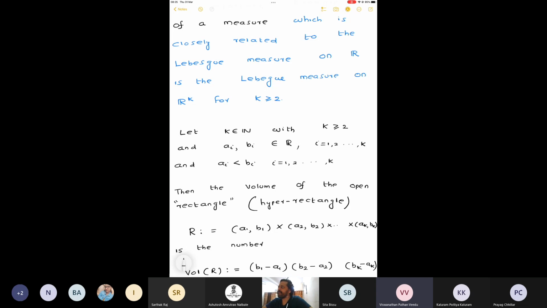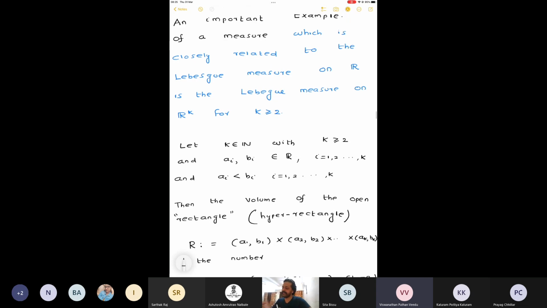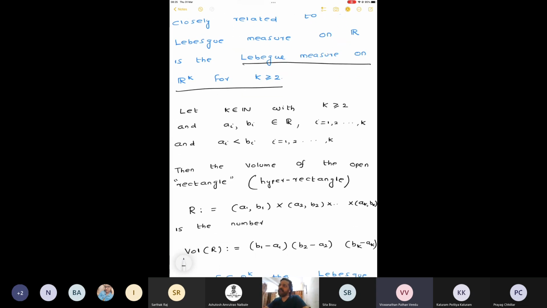One important example that you have seen for measure is Lebesgue measure on R. Why only R? You can in fact define Lebesgue measure on R2, R3, R4 and so on. So that is what I have written here. I am defining Lebesgue measure on Rk, where k is greater than or equal to 2. Please recall how we define Lebesgue measure on R. The starting point were intervals. Do you agree? Yes, sir. And we know the measure of an interval.